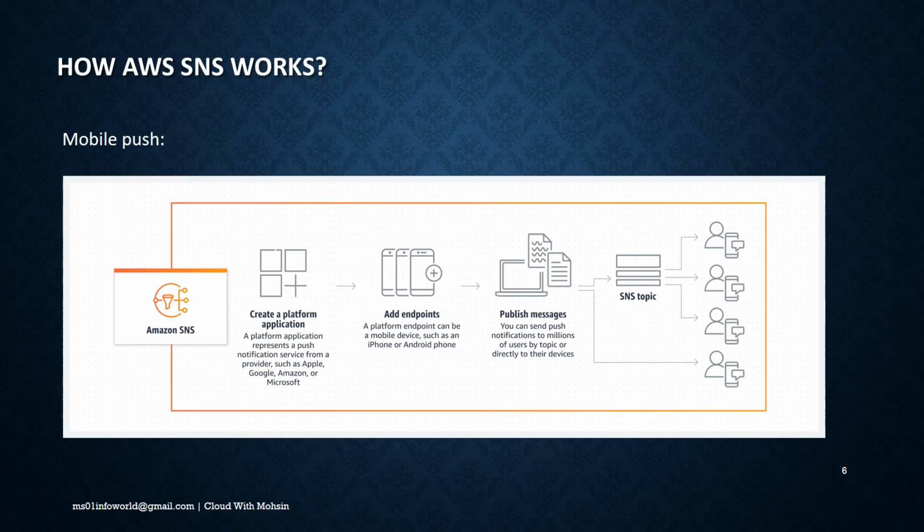Now we have another model, that is mobile push. Here we can create a platform application from a provider like Apple, Google, Amazon or Microsoft, and we can add the endpoint. Your endpoints mean the subscribers who should be receiving these messages. So this is push based. Entirely SNS is push based. We need to push the messages or emails, and the endpoint will be receiving that. Once we create the application, we can add the endpoint and publish the messages, and the subscribers subscribed to that particular topic will be receiving those messages, emails or notifications.